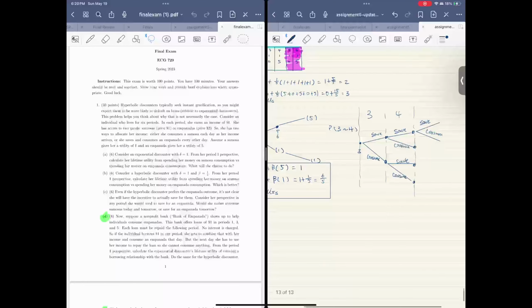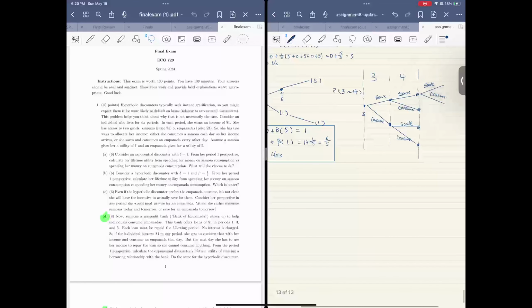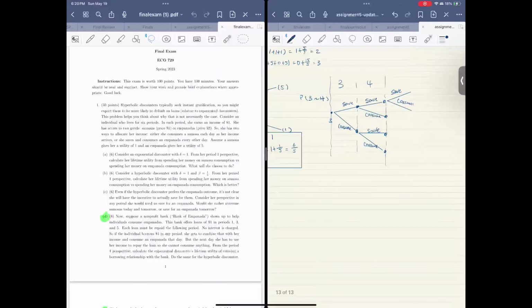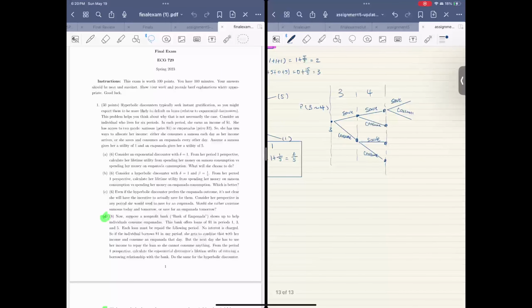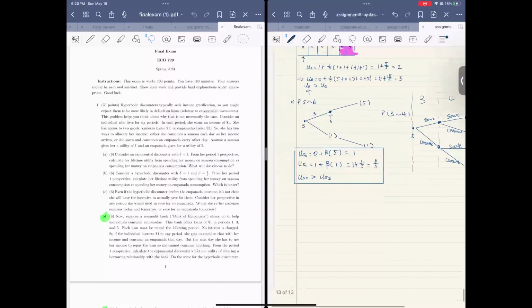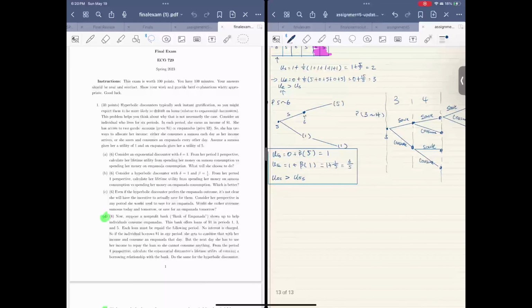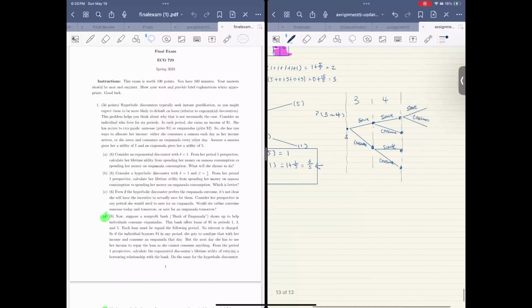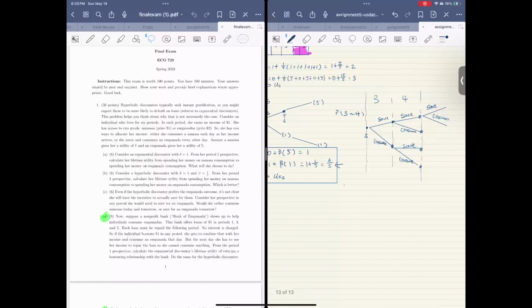Let me just ignore periods 5 and 6 for now. So let's just look at 3 and 4. For periods 3 and 4, we know what we're going to consume in periods 5 and 6, right? So our utility from period 3 looks like this.